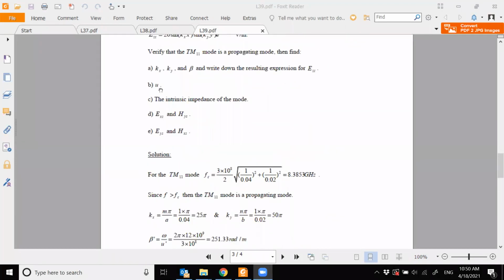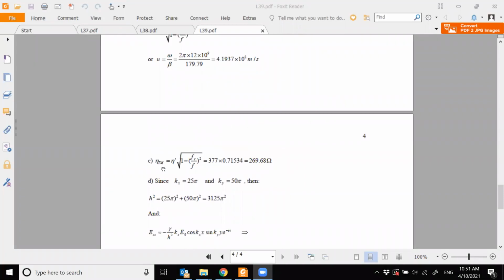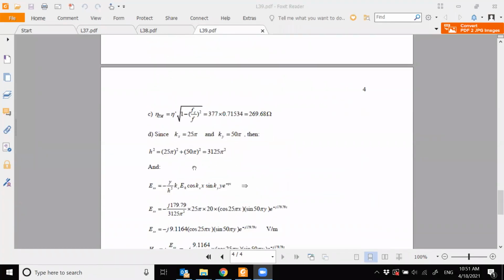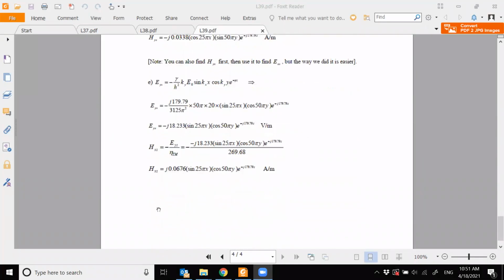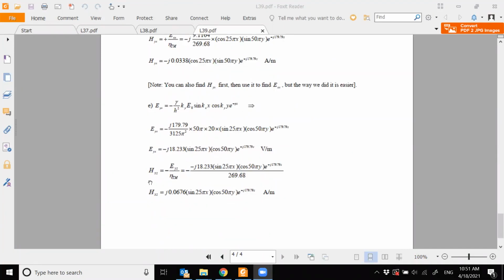After that, you need to find u. You know the expression, u is u' over the square root of 1 minus (fc over f) squared. You can get u, or you can also get it as ω over β. Then the intrinsic impedance is η' times the square root of 1 minus (fc over f) squared, and η' is for the unbounded medium, which is air, so it is 377. And last, the components: you first find H, and you have the expressions. If you substitute in the expressions, you will get all the components. So this is Hy, this is Ex, this is Hx, and this is Ey.